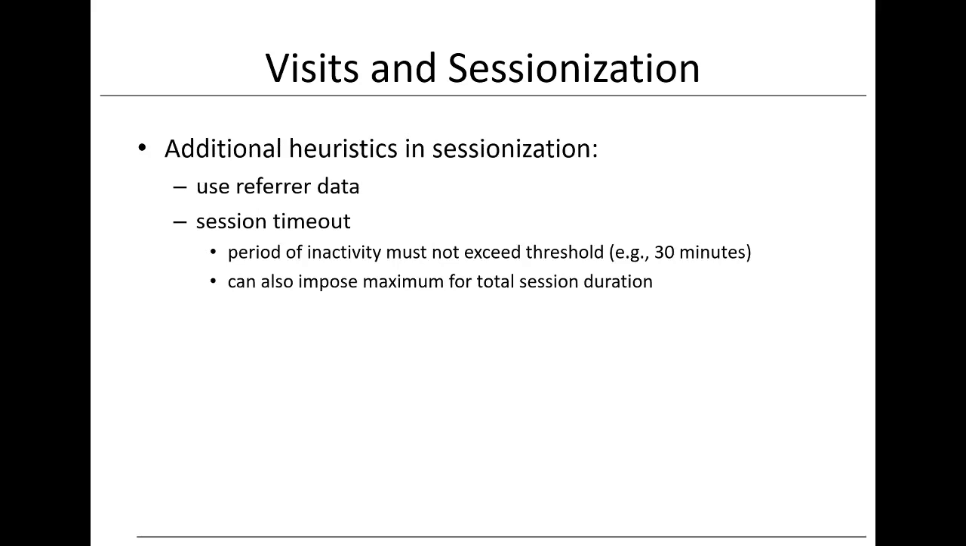Additional heuristics are also used to make the sessionization as good as possible. The first one is referrer data. If a page cannot be reached from the previous page in the session, then a new session should be defined. Also, session timeouts are typically used. If the period of inactivity exceeds a predefined threshold, then a new session is defined. A commonly used number here is 30 minutes. Finally, we can also impose a maximum for the total session duration.